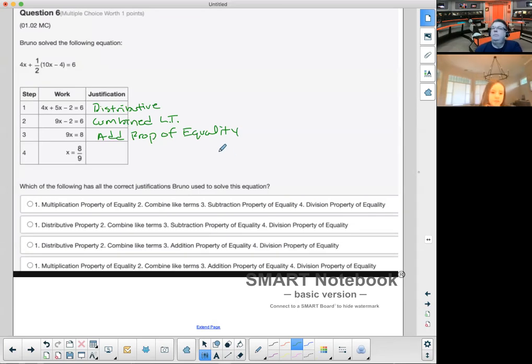They divide. Boom. Yeah. Correct. They divided both sides by 9, right? And that is the division property of equality. So whatever, I don't know which one it is. So it's this one or this one, distributive, like terms, then they added, then division. So it'd be this one. Do you agree? Okay.